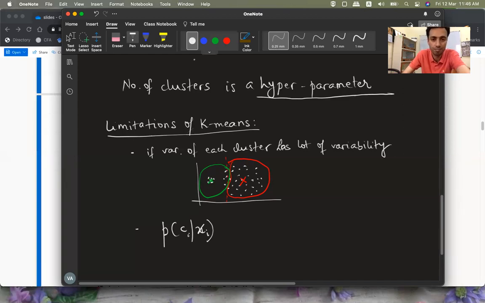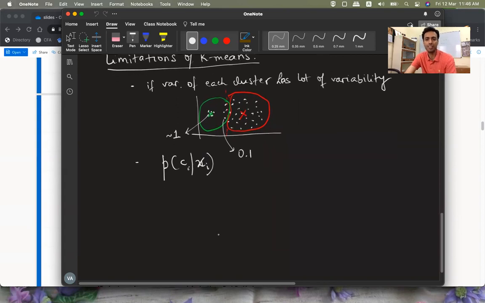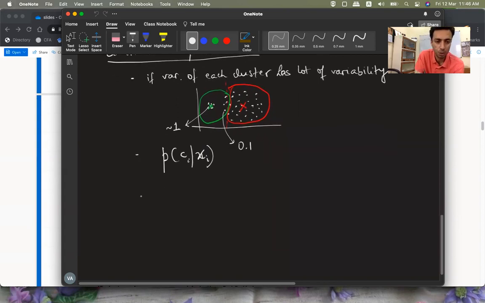So ideally, if I look at this point here, this probability should be very small, 0.1 probably. And here, if you see, this should be very large, almost close to 1. Right? Okay. So to get these advantages, we come to Gaussian mixture model.